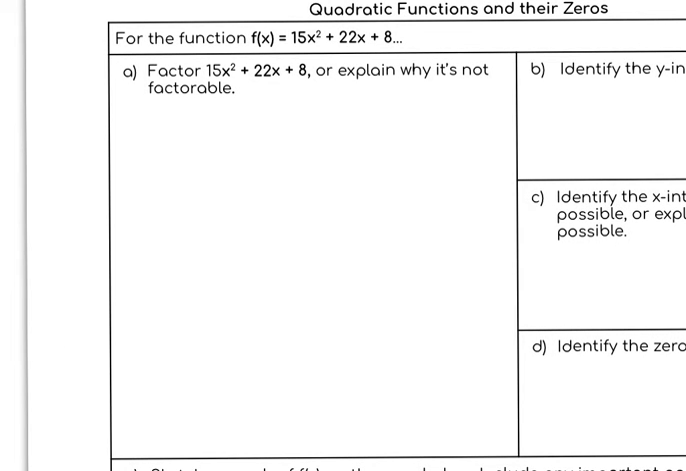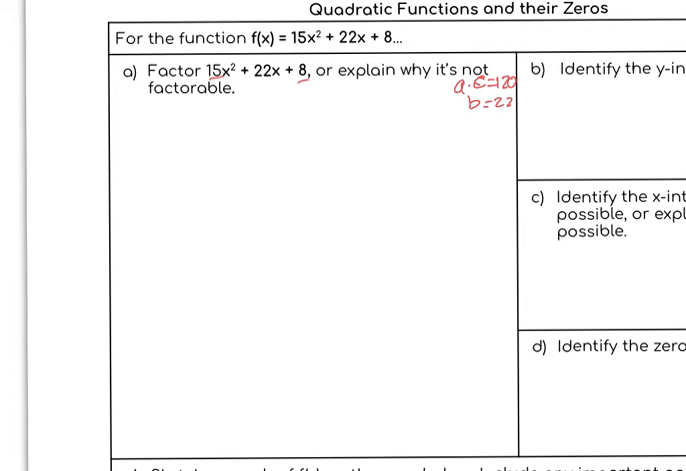I'm going to start off by doing that a times c stuff. So I'm going to multiply my first and last number, and 15 times 8 is going to be 120. Wow, it's kind of a big number. So I'm trying to multiply it to 120. I'm going to add up to 22.